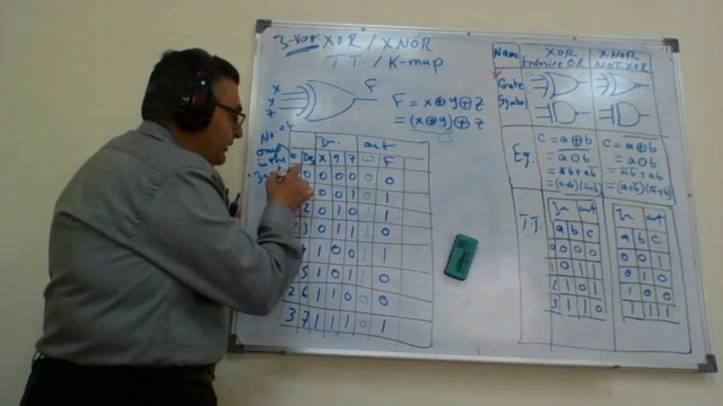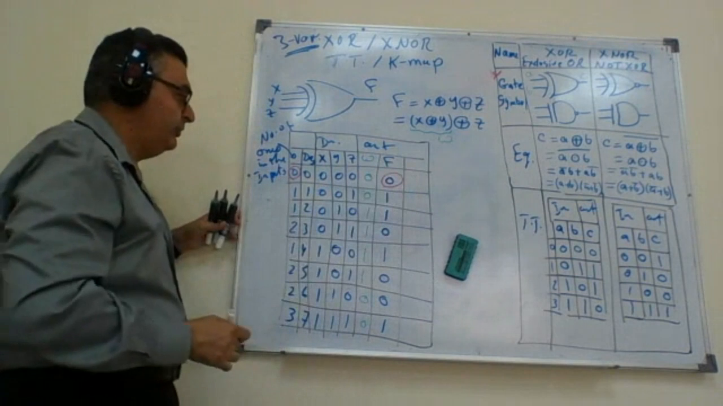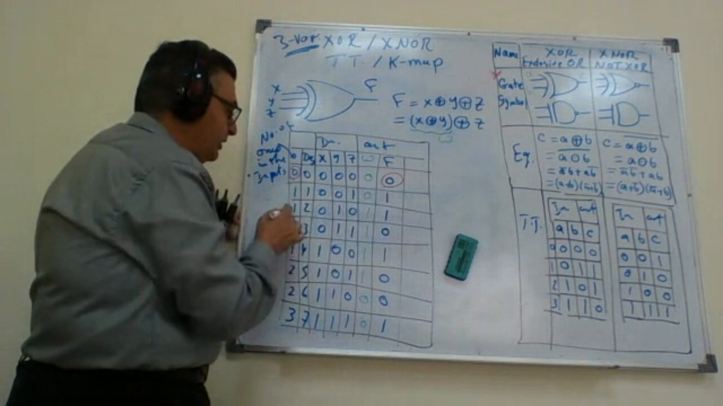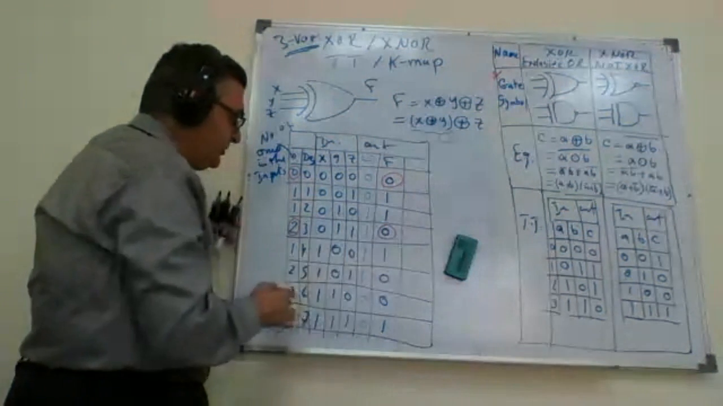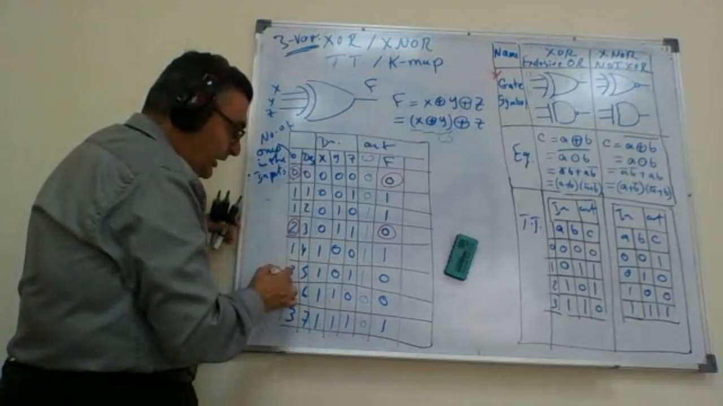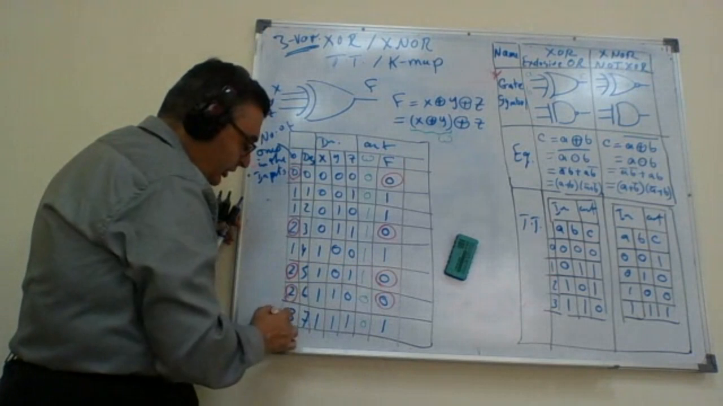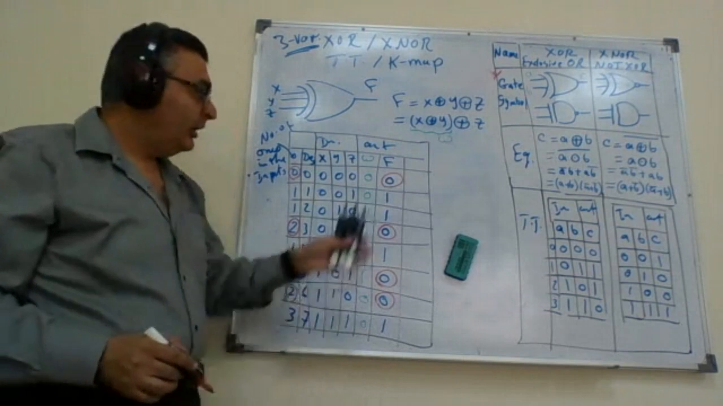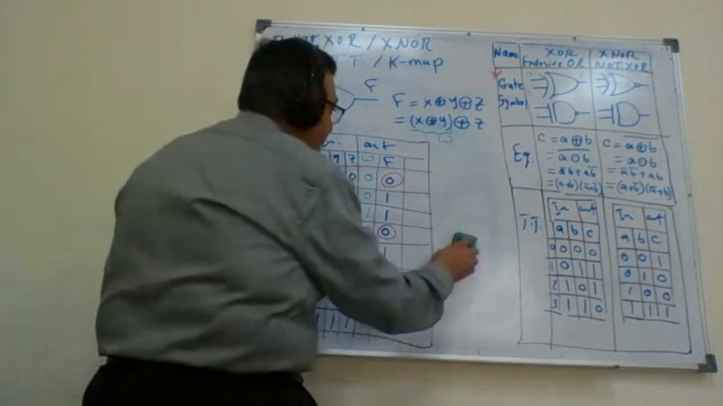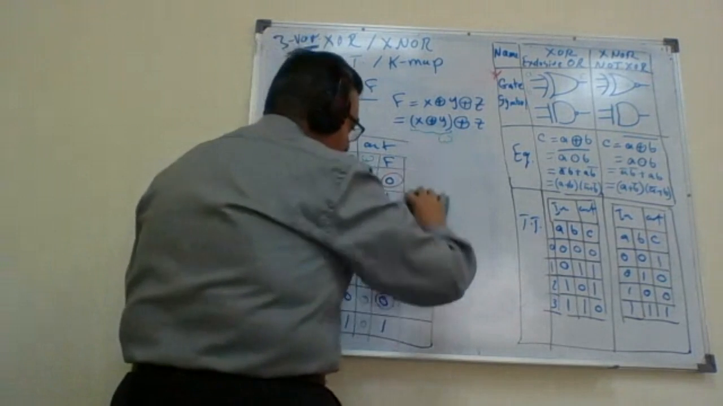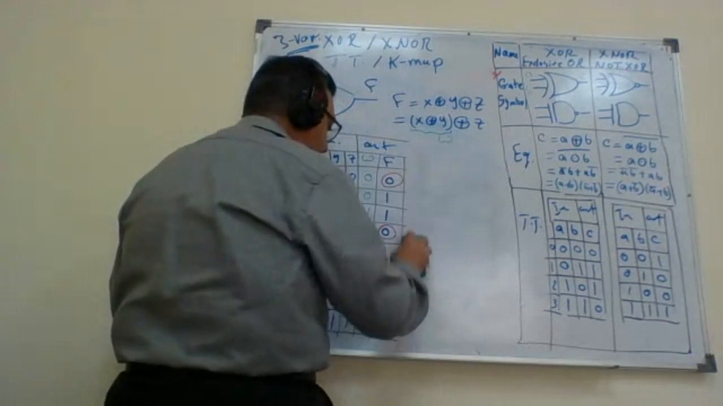So this is even, so F is 0. This is odd, F is 1. Odd, F is 1. Even, F is 0. Odd, 1. Even, 0. Even, 0. Odd, 1. So I can derive the truth table for F, or for the 3-variable XOR, without going into too many steps. Right.